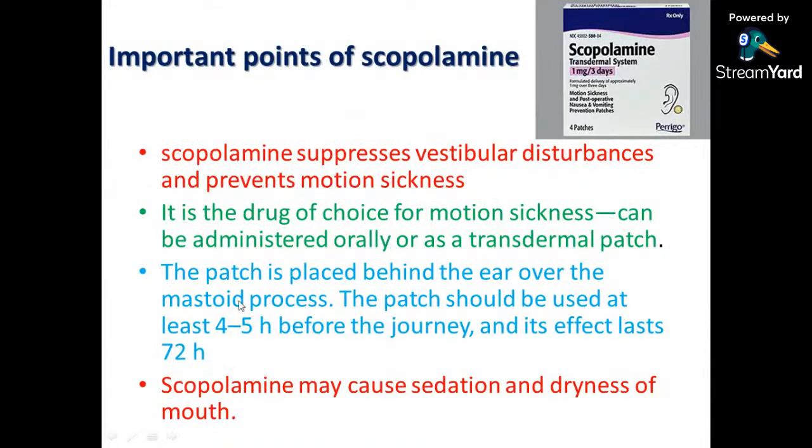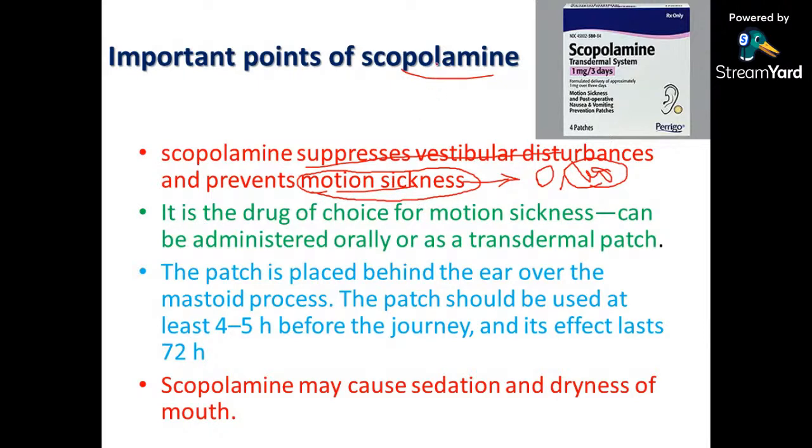And yes, let me add some important points for scopolamine, because scopolamine is obtained from the Hyoscyamus niger plant and is an anticholinergic drug. The first important point about scopolamine is that it suppresses vestibular disturbances and is helpful in motion sickness. Motion sickness is a disorder due to vestibular disturbances. The patient develops severe vomiting, especially during a journey or when traveling in buses on the hills; we develop a condition called motion sickness.